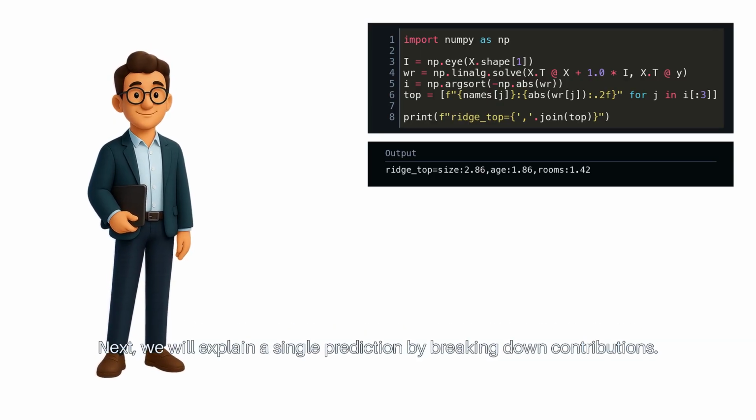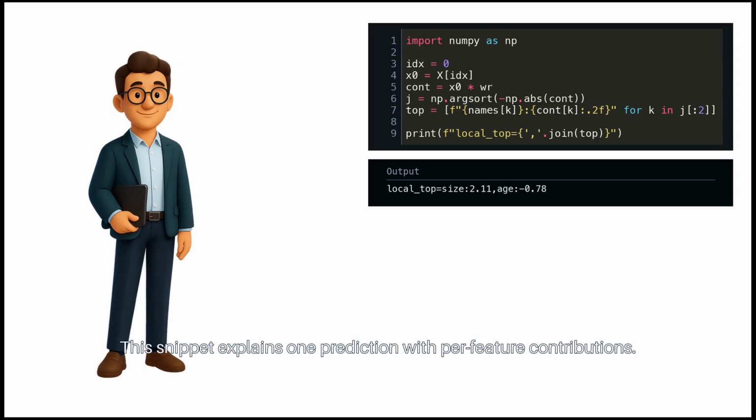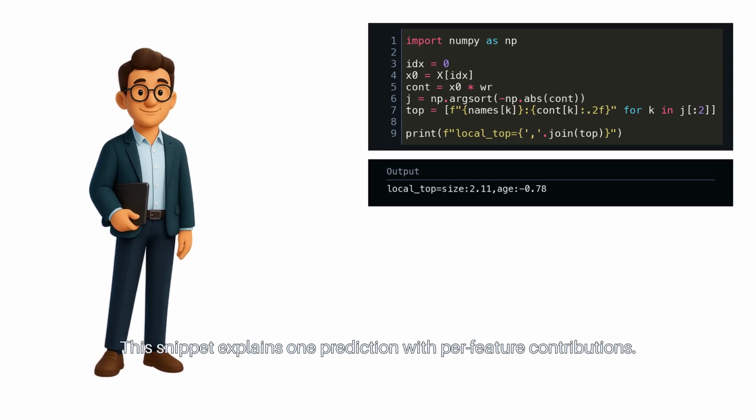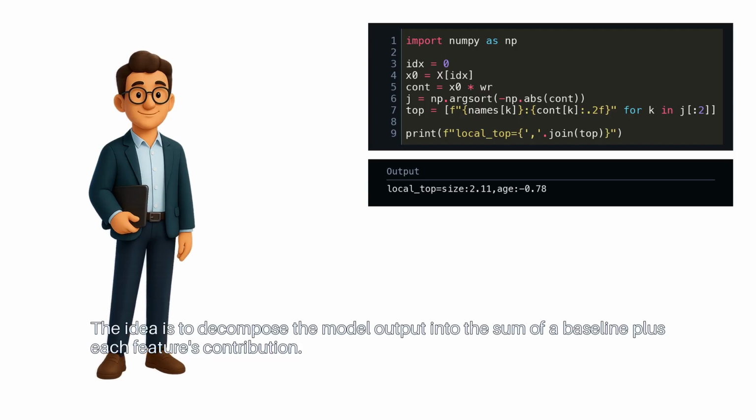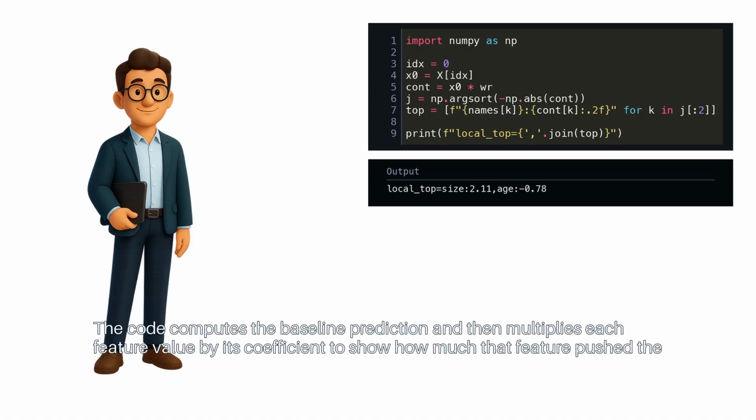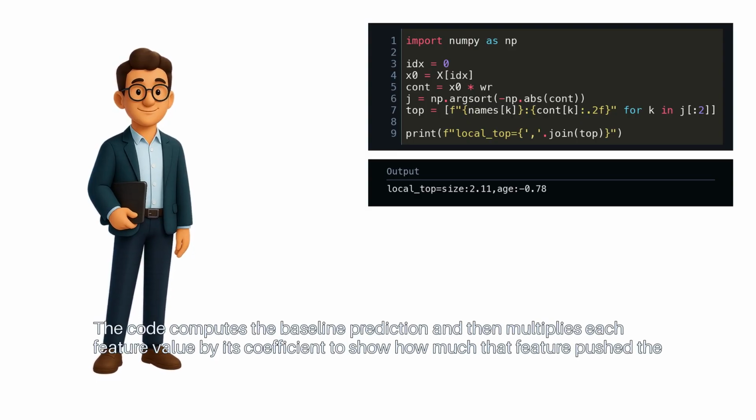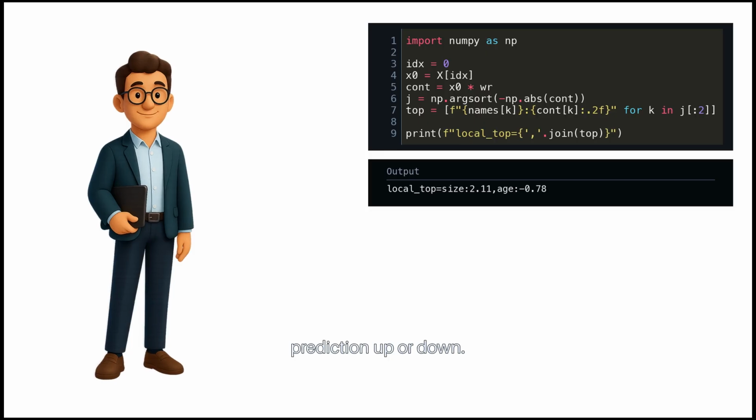Next, we will explain a single prediction by breaking down contributions. This snippet explains one prediction with per feature contributions. The idea is to decompose the model output into the sum of a baseline plus each feature's contribution. The code computes the baseline prediction and then multiplies each feature value by its coefficient to show how much that feature pushed the prediction up or down.